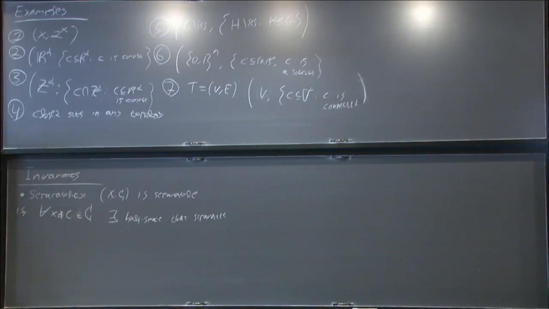For example, you can define separability between two disjoint convex sets. You want that any two disjoint convex sets will have a separating hyperplane.